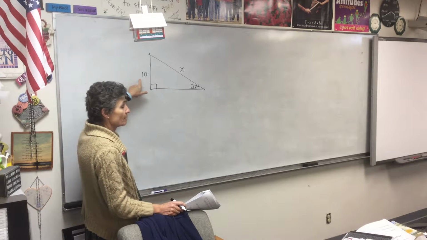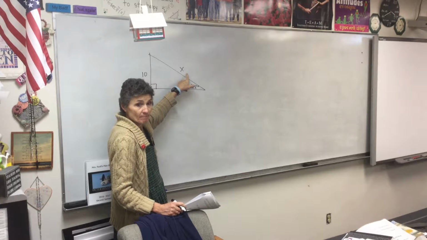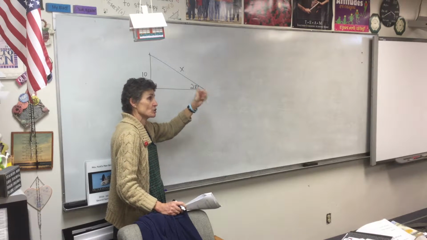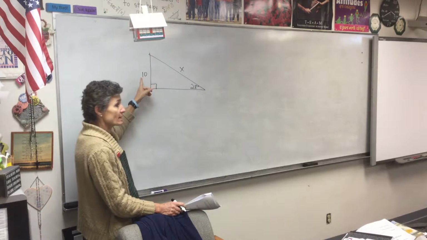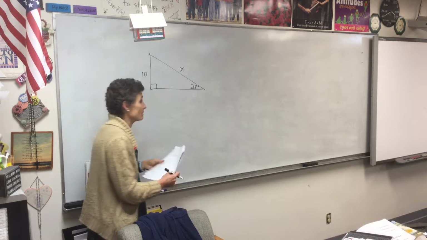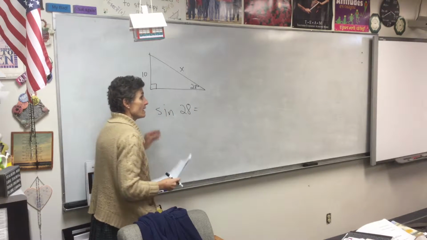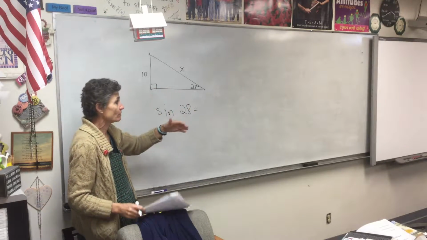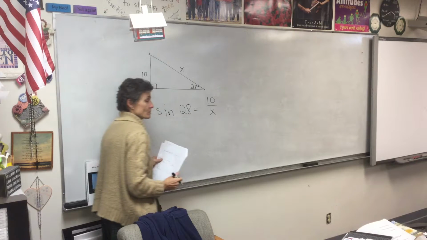Which side would this 10 be? Opposite, adjacent, or hypotenuse? Opposite. This is the hypotenuse. Which function, sine, cosine, tangent, should I be thinking about if I'm using the opposite side and the hypotenuse in my problem? Sine. So I'm going to say sine 28, my angle is 28, and I always take the sine of the angle, or the tangent of the angle, or cosine. So sine 28 equals opposite over hypotenuse.